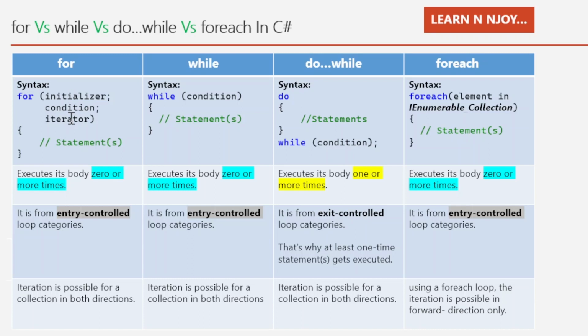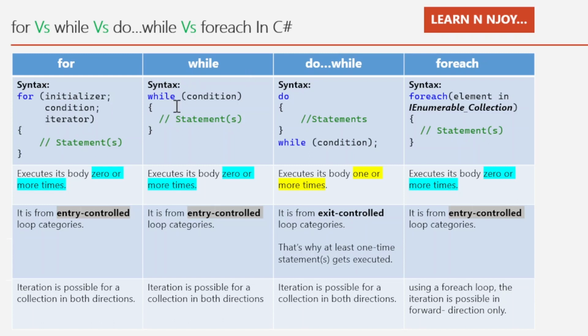And all these three are optional fields, right? And all these things are separated by the semicolon. And after that we need to write this opening curly brace, and then in between we need to provide this statement that we are planning to execute multiple times. So that is the syntax for the for loop.